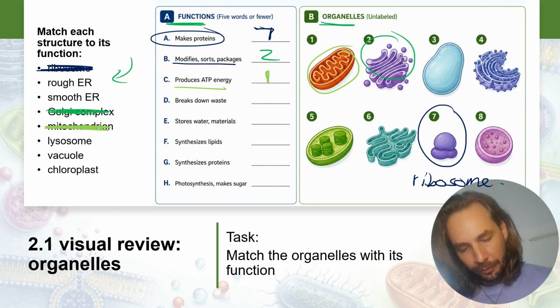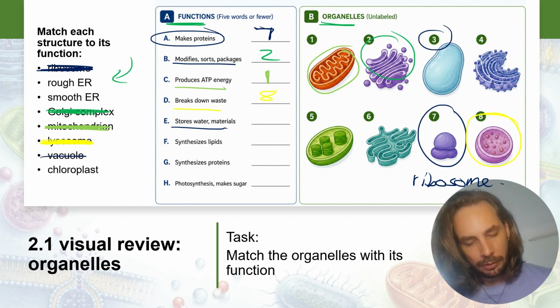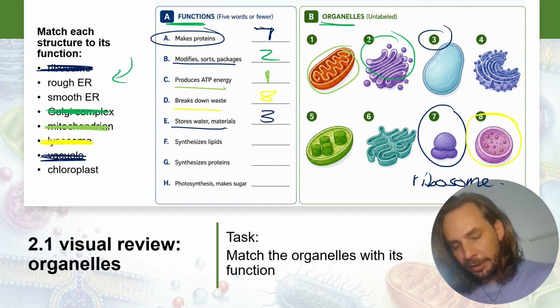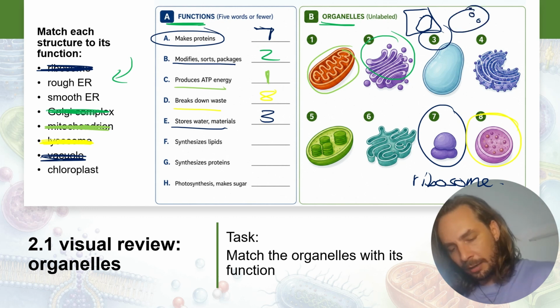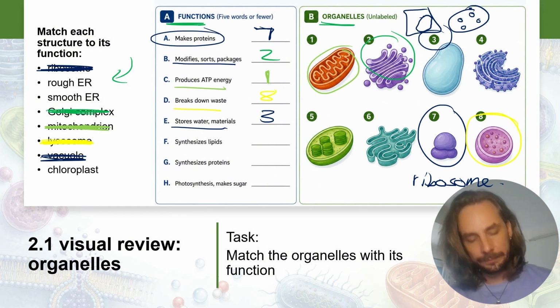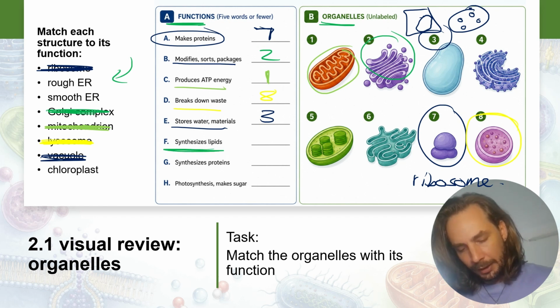Next color breaks down waste. That will be our lysosome. Okay, so our lysosome contains enzymes that break down waste. Stores water and materials. That is the vacuole. Okay, and that's number 3. And remember, in plant cells, you will have a very big vacuole, and in animal cells, you have smaller, more numerous vacuoles. And then synthesizes lipids, okay? That is the smooth ER, or the smooth endoplasmic reticulum, and that's number 6.